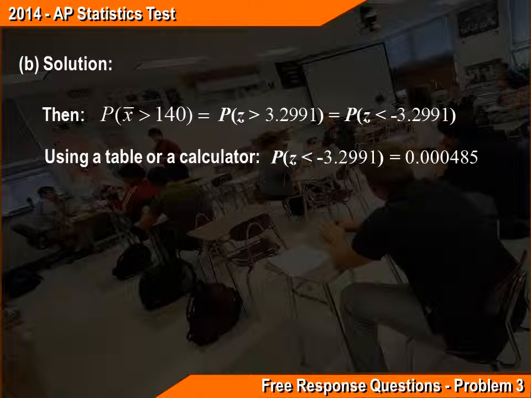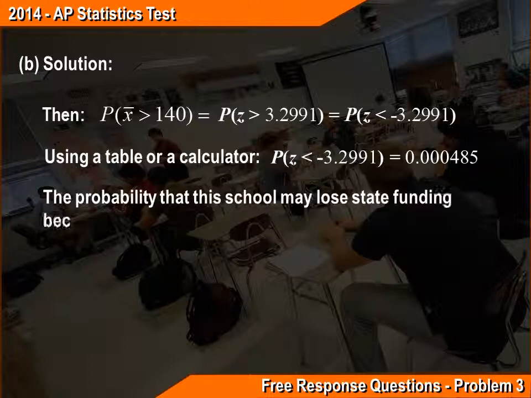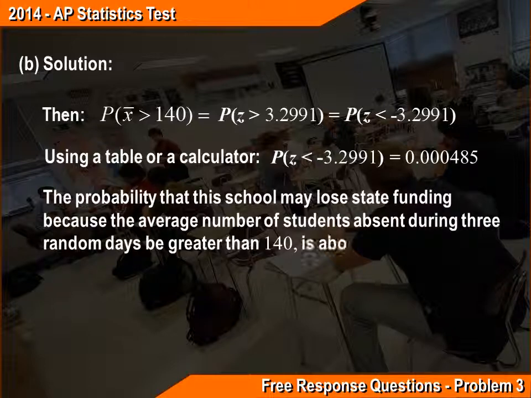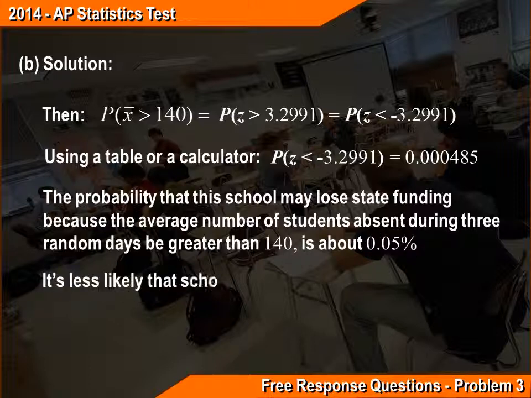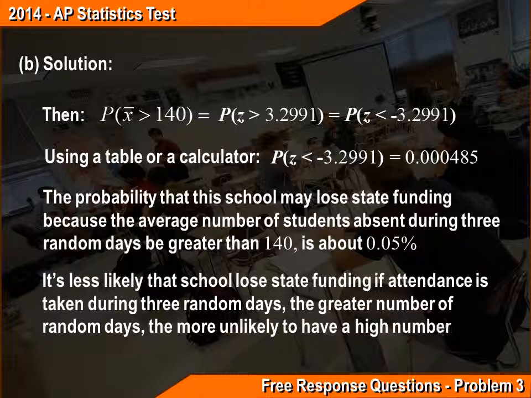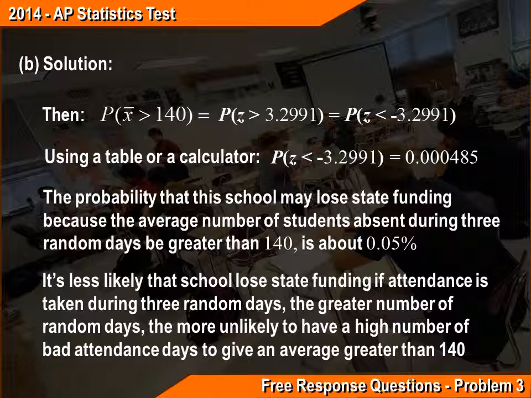In conclusion, the probability that this school may lose state funding because the average number of students absent during 3 random days is greater than 140 is about 0.05%. It's less likely that the school loses state funding if attendance is taken during 3 random days. The greater the number of random days, the more unlikely to have a high number of bad attendance days to give an average greater than 140.